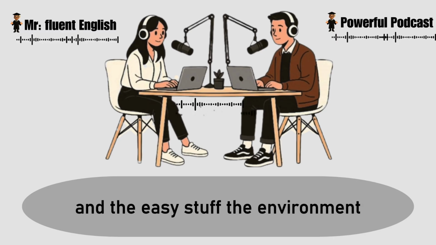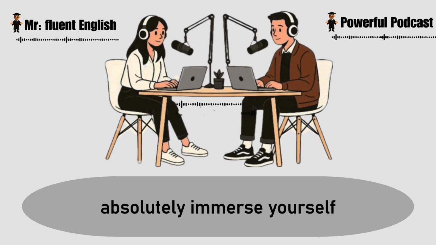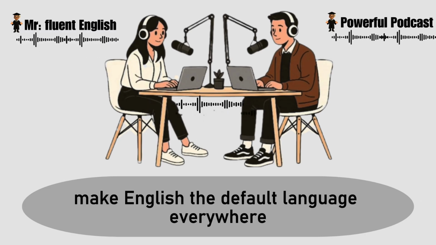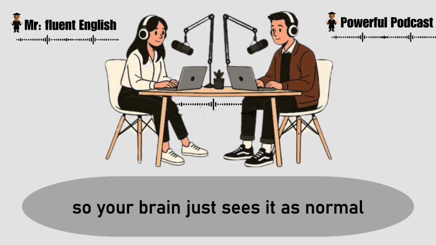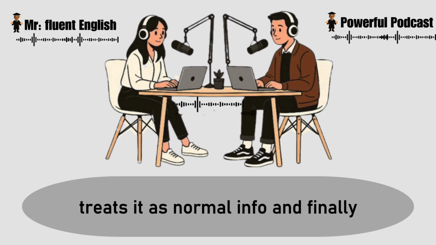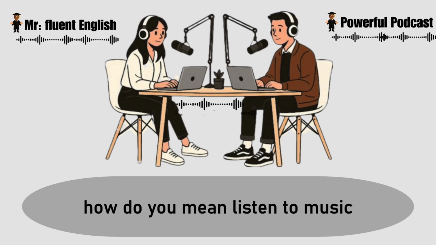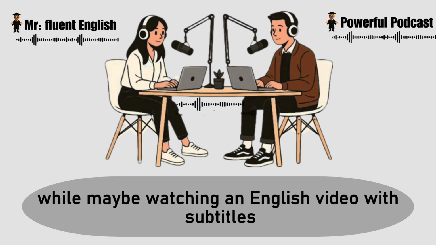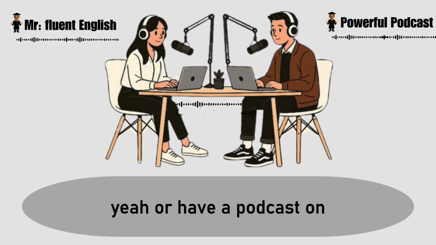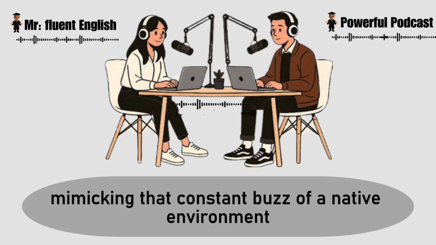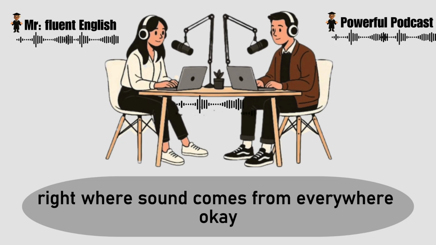And the easy stuff, the environment. Absolutely. Immersion setup. Change your phone, your computer, your social media feeds. Make English the default language everywhere, so your brain just sees it as normal. Treats it as normal info. And finally, don't shy away from overloading the system a bit. How do you mean? Listen to music while maybe watching an English video with subtitles. Or have a podcast on while scrolling through English news. You're kind of mimicking that constant buzz of a native environment. Right, where sound comes from everywhere.